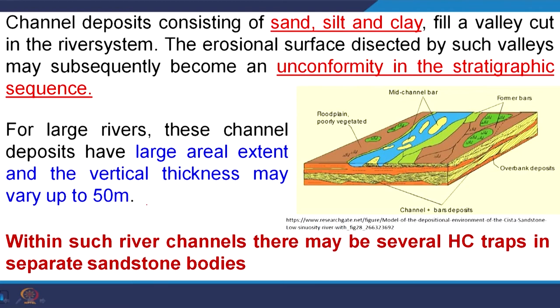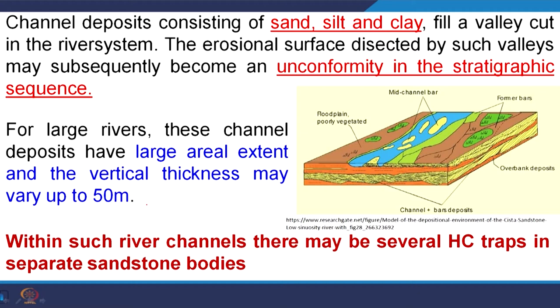Valley-fill deposits consist of sand, silt and clay, filling a valley cut in the river system. The erosional surface dissected by such valleys may subsequently become an unconformity in a stratigraphic sequence. We know an unconformity is a surface within the rock body, which is very important in terms of petroleum hydrocarbon exploration as well as heavy mineral exploration.